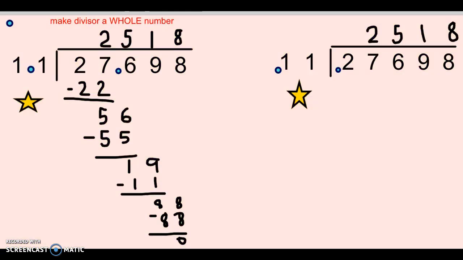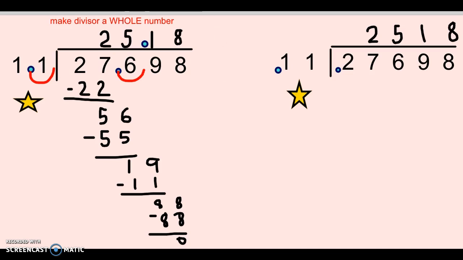Here's another example with the same numbers, but now the divisor is not a whole number. So watch what we do here. We want to move the decimal to make it a whole number. So we're going to move this 1 place, and then we're ready to just move the decimal up. So then we take our decimal here and just move it right up. So our answer is 25 and 18/100.